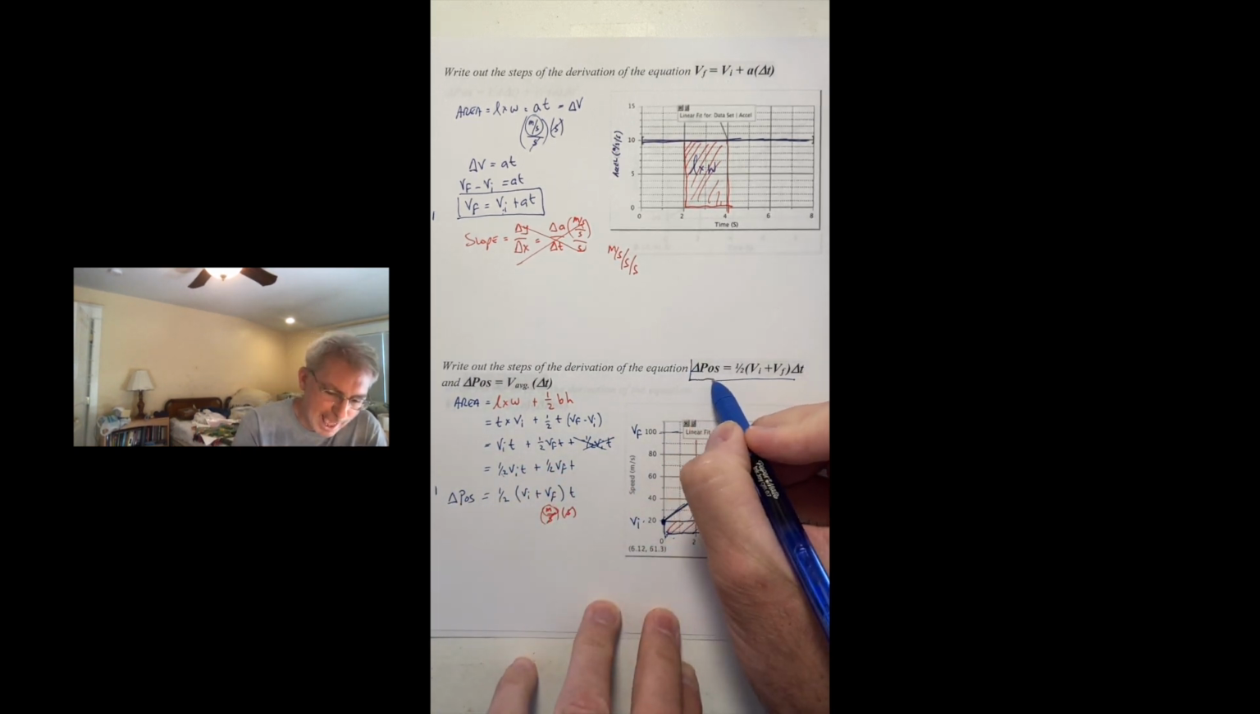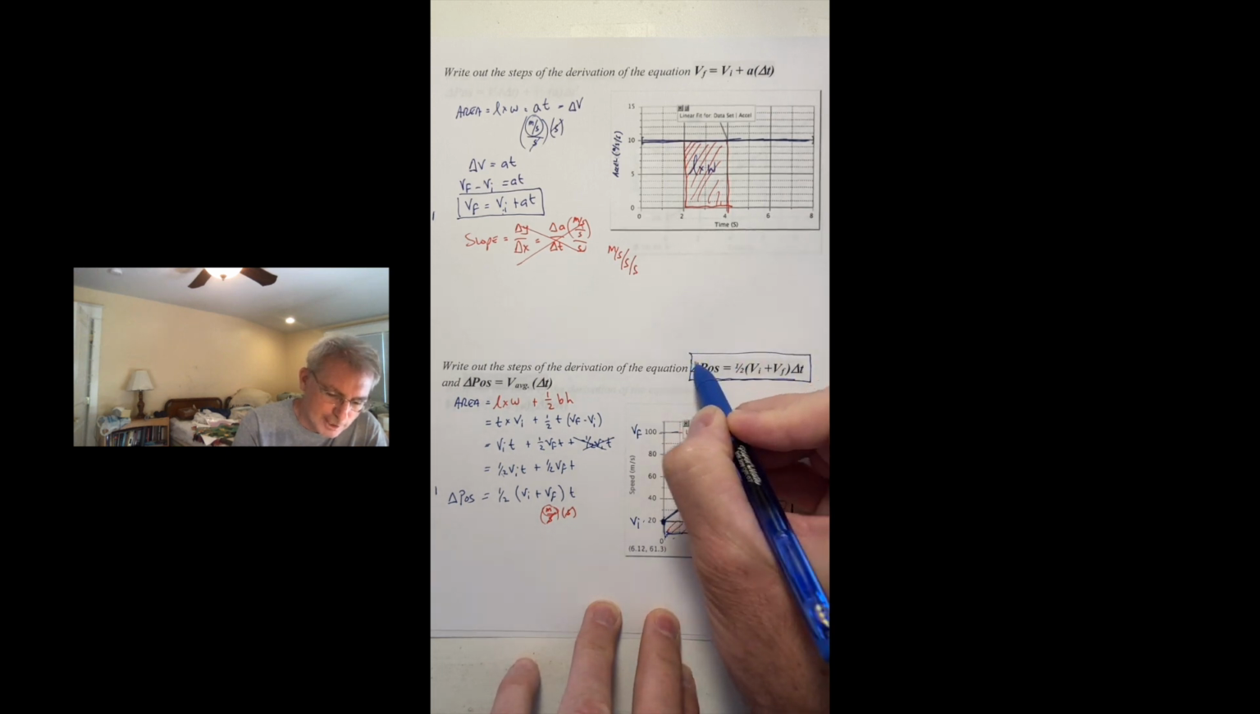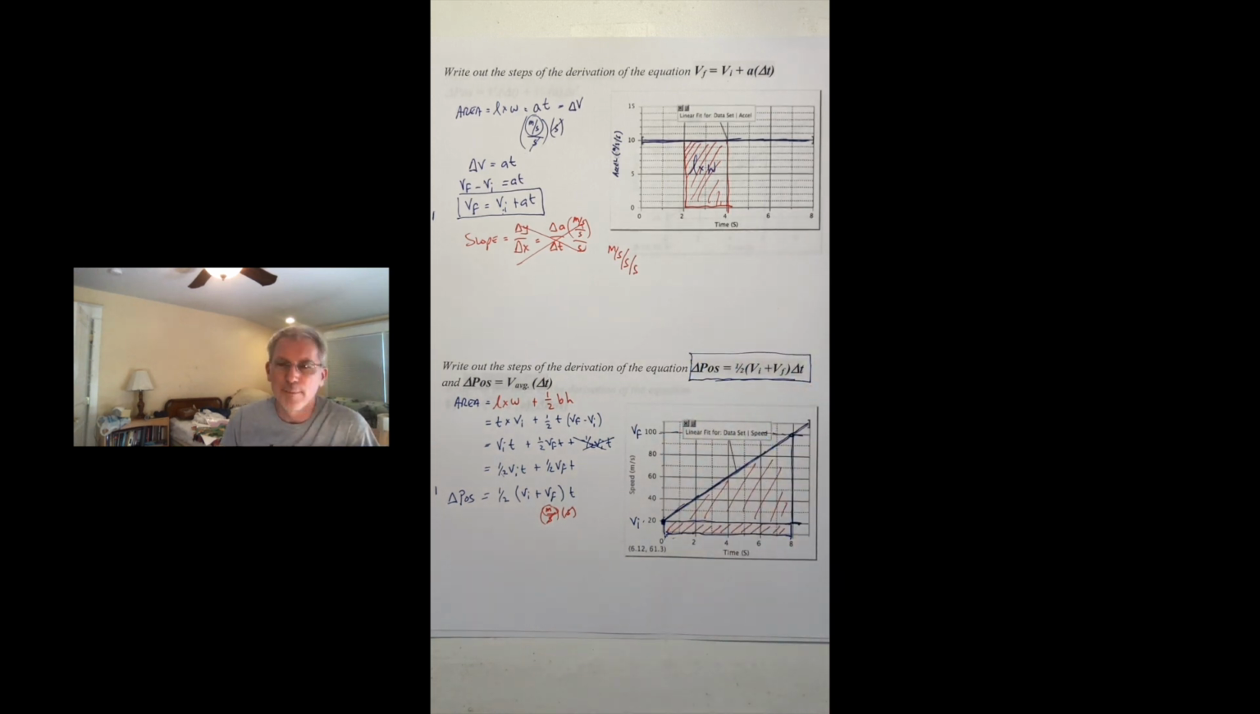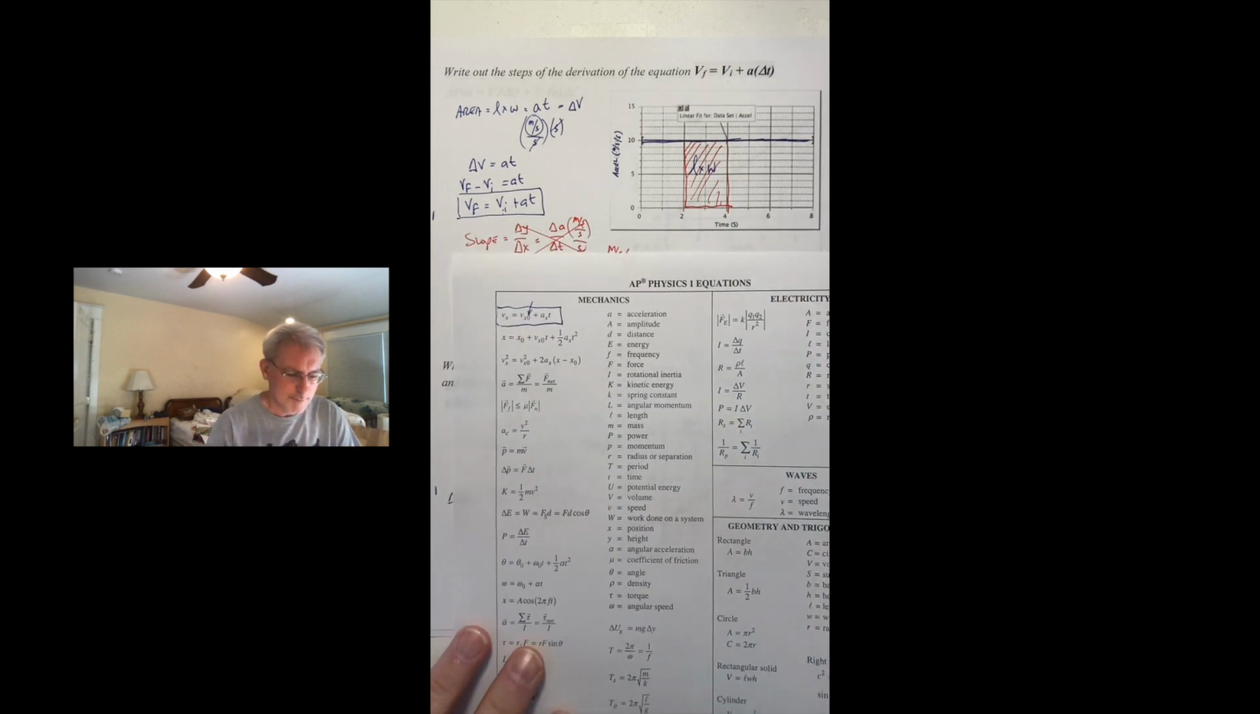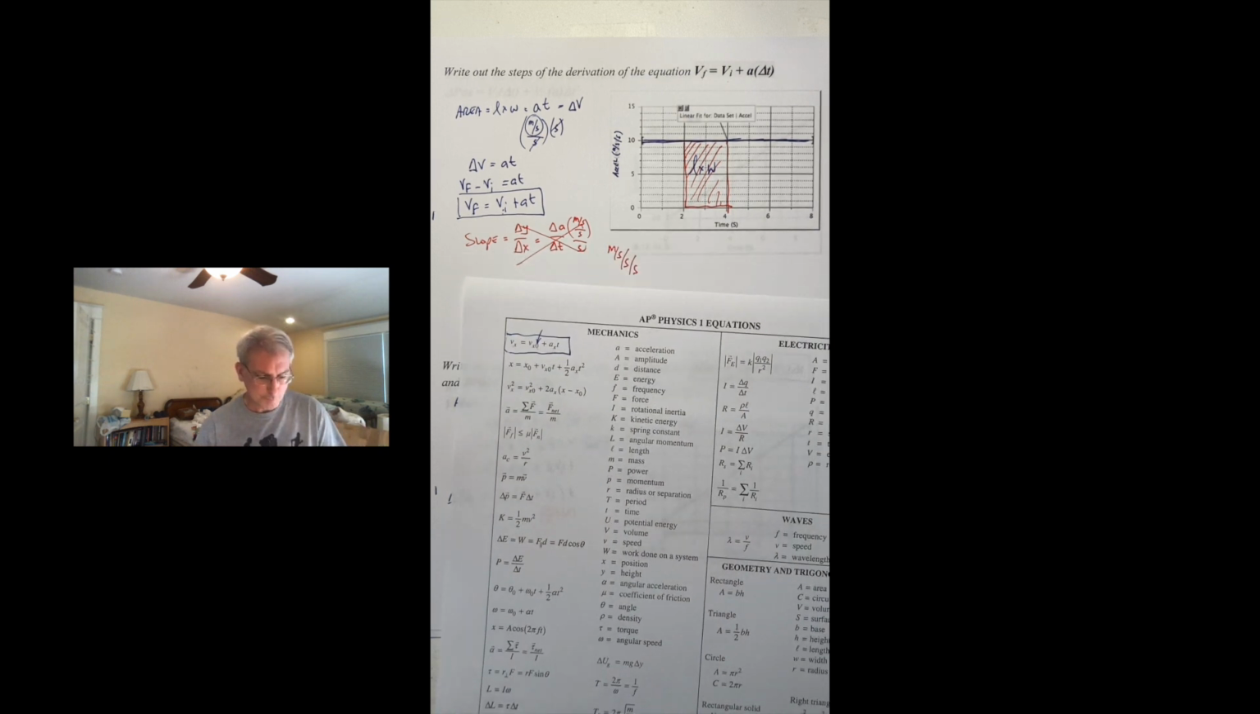So this is going to be my change in position. So now I'm at my equation here. Change in position equals VI plus VF, half of that, times T. Now, if we look on the equation sheet, it's not there. Okay, why isn't it there? Again, AP Physics thinks that this equation is too easy and they pretty much ignore it. Okay, so they don't care.